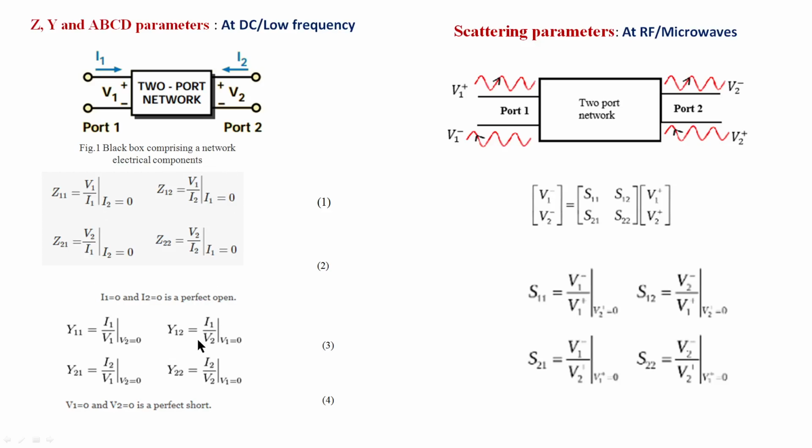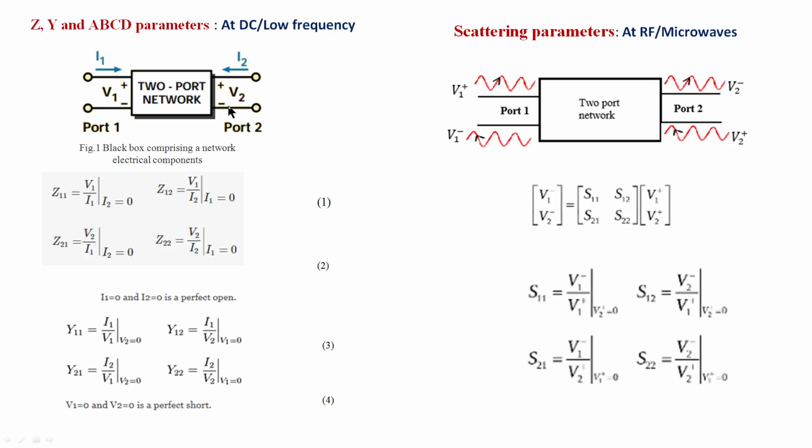And one more problem: if you try to measure this, we have to put a short, and an exact short isn't available. Even if you try to measure at RF and microwave frequency by connecting a short here, short circuit means maximum reflection. ZL equal to 0, we know, reflection coefficient is 1. The entire wave gets reflected back like this. That is the main problem.